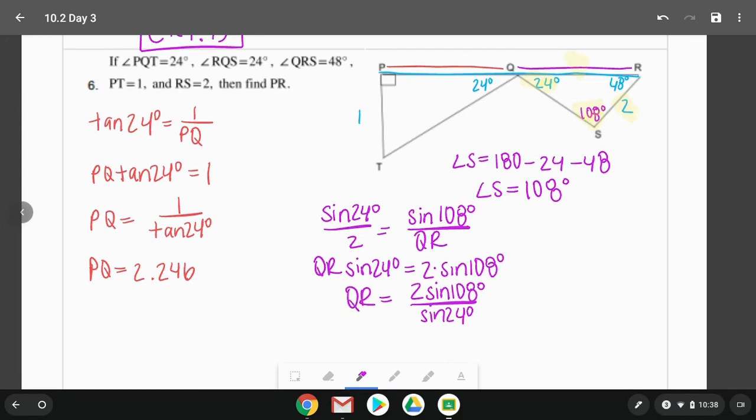And so when I plug this in, I end up getting that side QR is approximately 4.677 units. And so I know that PR should just be the sum of these two sides that we found. And so that's going to be approximately 6.92 units.